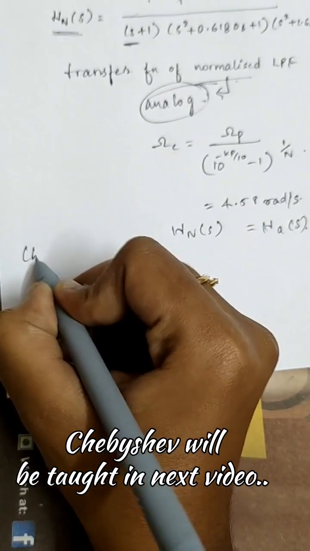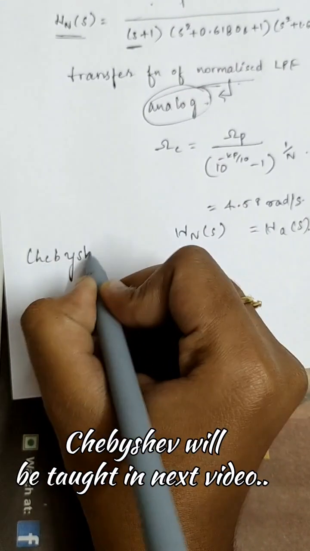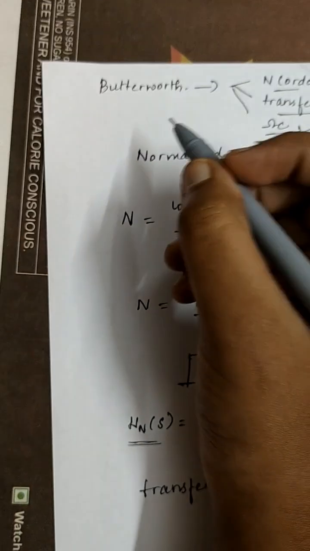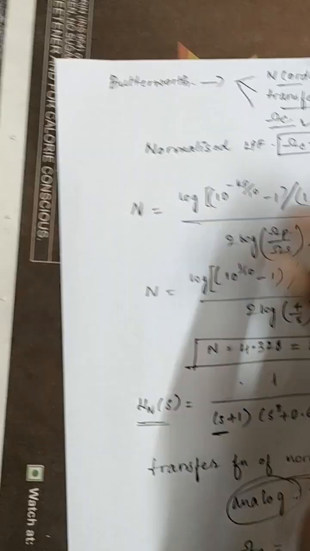Next we'll be learning about Chebyshev filter now. In Butterworth filter, you also have two more different types. I'll just give you the overview, okay?